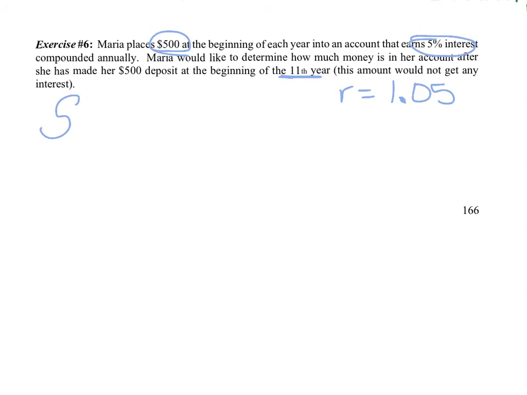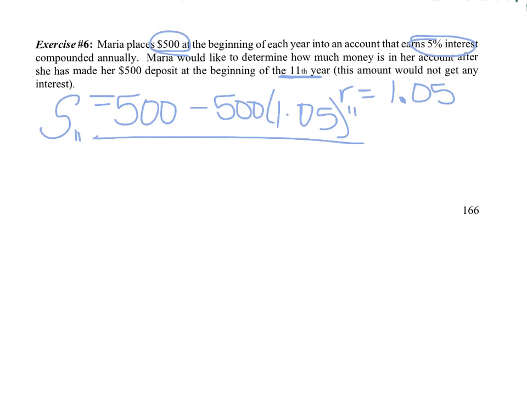So I'm finding S of 11. And I'm just following the formula as I've been doing. 500 times 1.05 to the power of 11, all over 1 minus 1.05. And you should get $7,103.39.